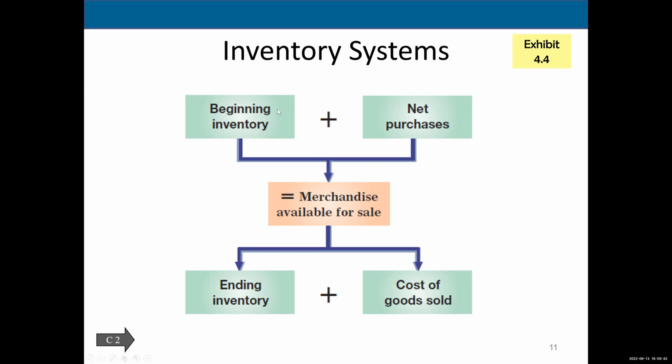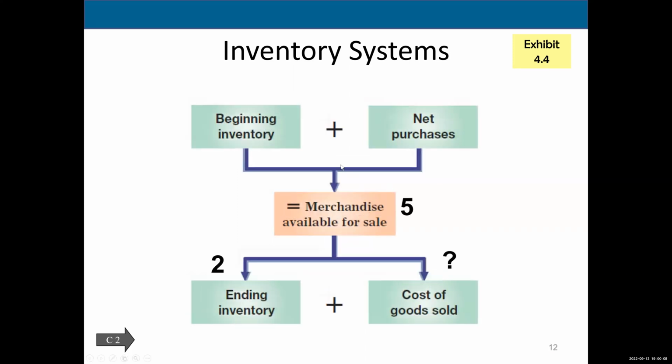In an inventory system, you're going to start out with a certain amount of inventory, right? Beginning inventory. Then during the period, you're going to purchase some more. So at that point, you have amounts that are available for sale. So beginning inventory plus the purchases equals amount available for sale. Let's say that we had beginning inventory of 1. We purchased 4 more. So how much do we have available for sale? 1 plus 4 is 5.